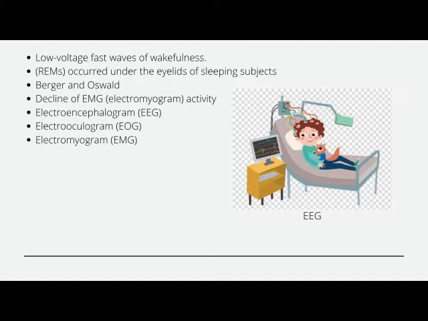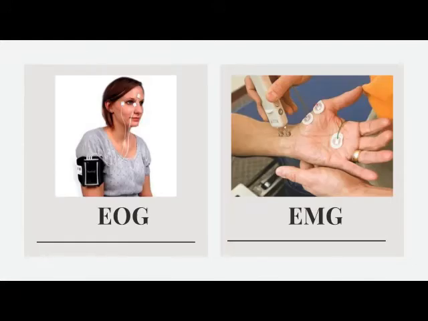In the 1950s, it was discovered that rapid eye movements occurred under the eyelids of sleeping subjects during the periods of low voltage fast EEG activity. In 1962, Berger and Oswald found that there was a dramatic decline of EMG activity in the muscles of the body core during these same sleep periods. Since these 3 discoveries, electroencephalogram or EEG, the electrooculogram or EOG, and the neck electromyogram or EMG became the 3 standard psychophysiological bases for defining the stages of sleep.